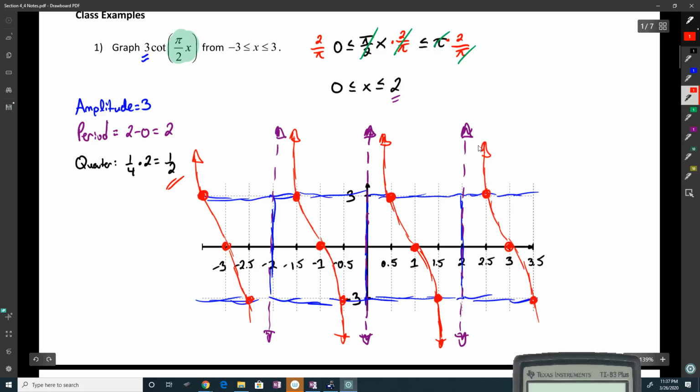All right, so technically they said only up to negative 3 and 3, so you don't have to graph this left side or this side over here. But since I had room for it, I went ahead and graphed the whole thing. But anyway, there you go. That's your graph of 3 cotangent pi over 2x. So that's an easy example.